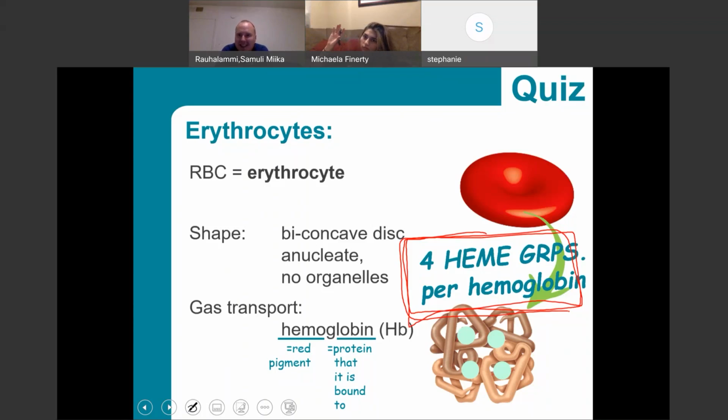Let me know if you have any questions. Yes, I have a question. Do you have to label anything else in the hemoglobin, or is that it, just the 4? No, you don't need to label anything from the hemoglobin. You just need to be able to say that there are 4 heme groups. Nothing to label in the quiz. That was a very good question.